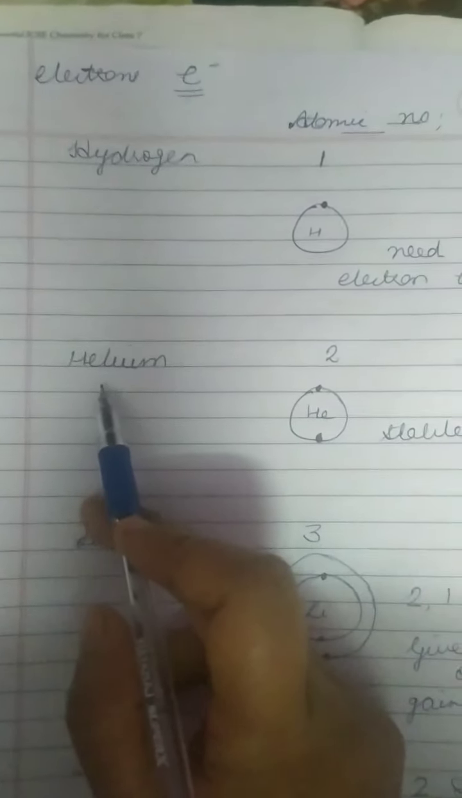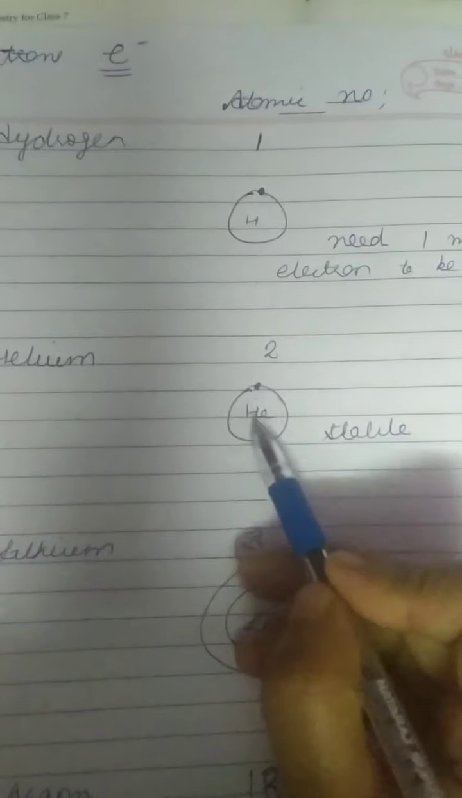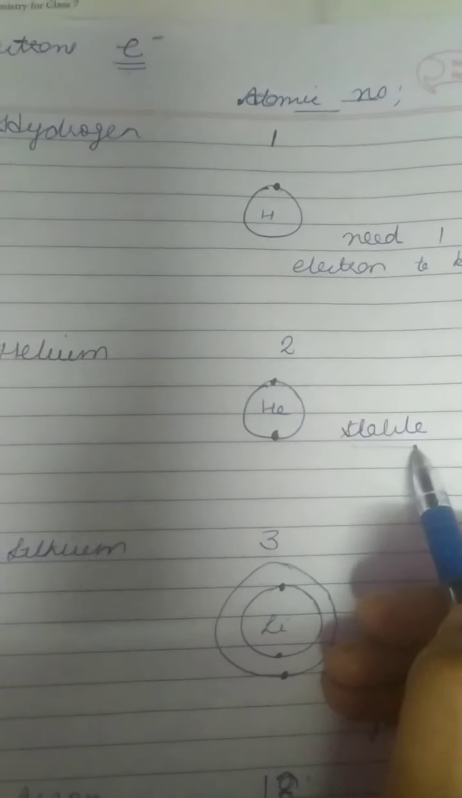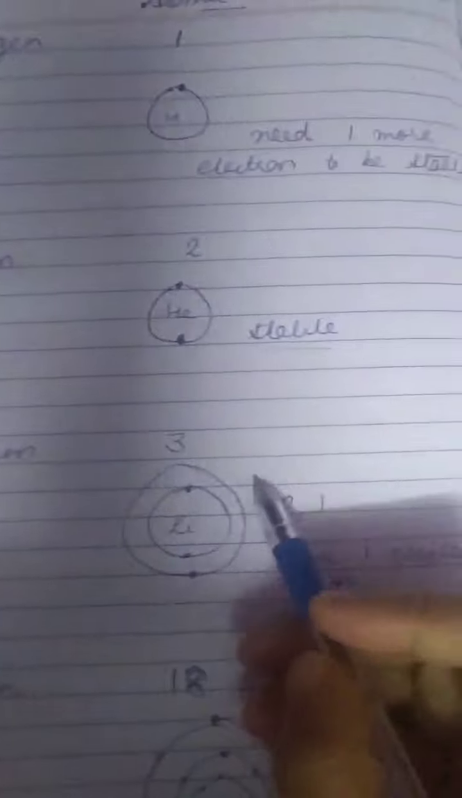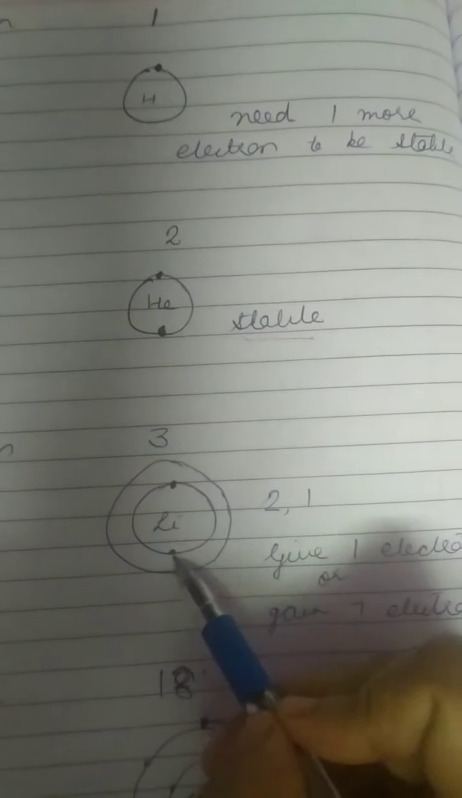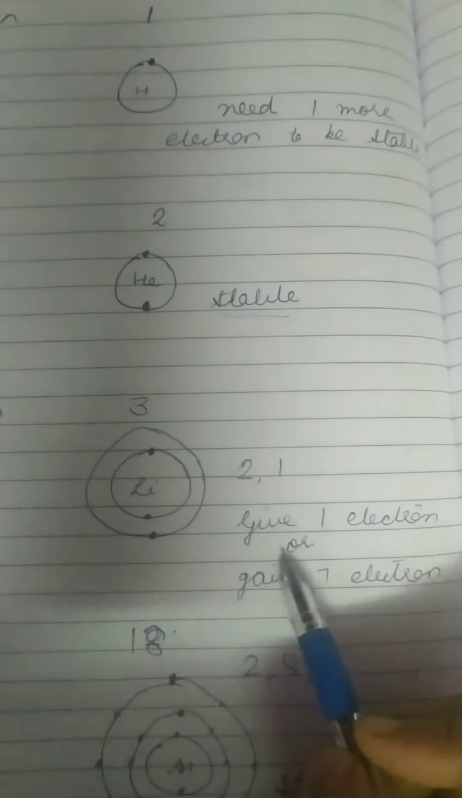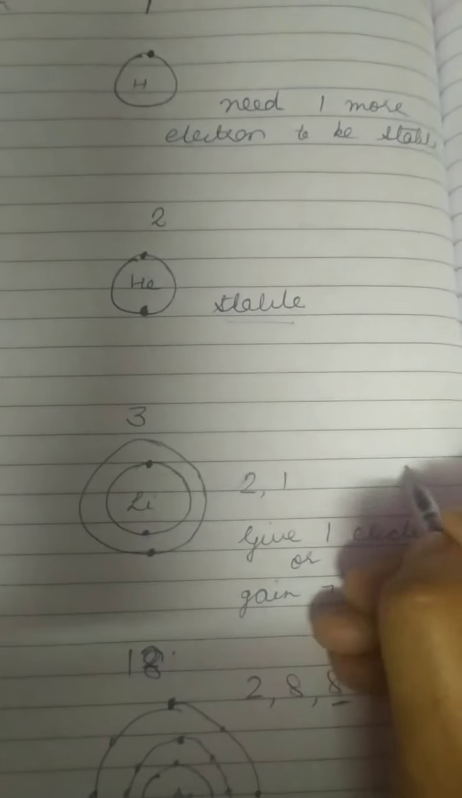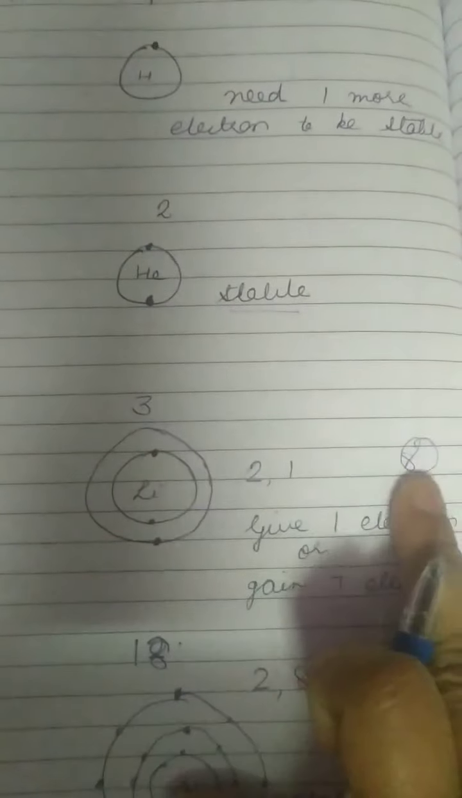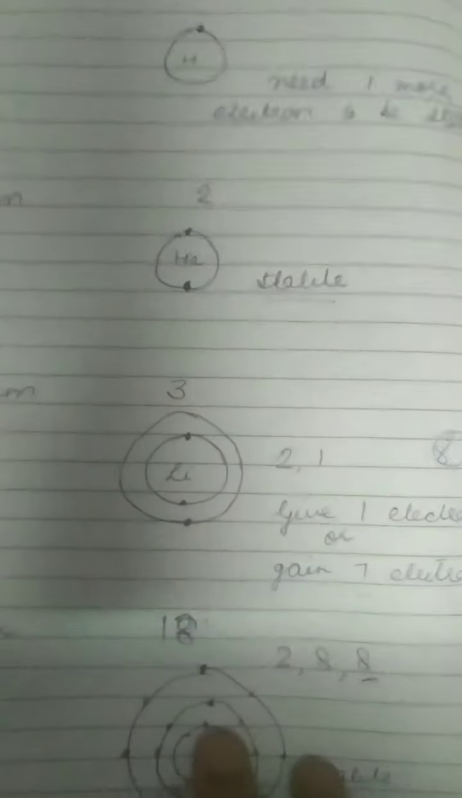Now come to the second element, that is helium. Its atomic number is 2, so it already has 2 electrons, so it is stable. Now come to lithium, which has the atomic number 3. The inner shell has 2 electrons and the outermost has 1 electron, and we know that for stability it can give 1 electron or it can gain 7 electrons to become 8. Means to complete its octet it needs 7 more electrons, or it can give 1 electron.